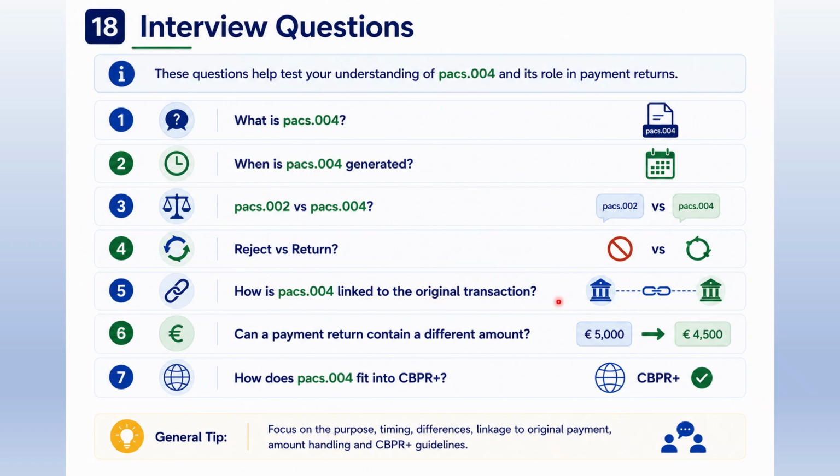How is pacs.004 linked to the original transaction? Through original message and transaction references carried in the return message. Can a return amount be different from the original amount? Depending on the applicable scheme and market practice, the returned amount may differ, including in supported partial return scenarios. How does pacs.004 fit into CBPR Plus? It is used for applicable cross-border payment return flows under CBPR Plus usage guidelines.